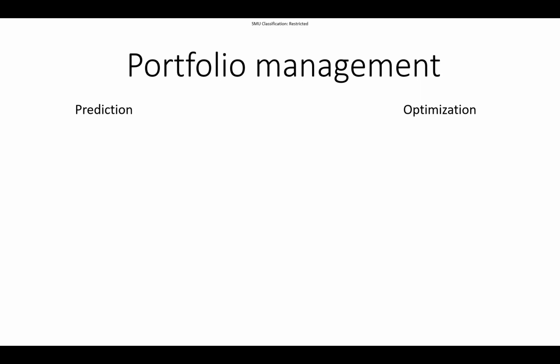So in this video, we're going to talk about two parts that are often involved in portfolio management. The first one is the prediction part, where we need to predict the price of the assets. And then the second part is the optimization. This is where we optimize over the decision variables in terms of how much weightage we assign to each asset.